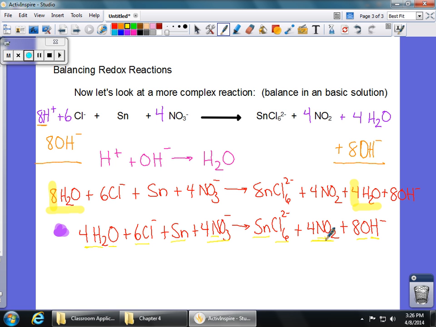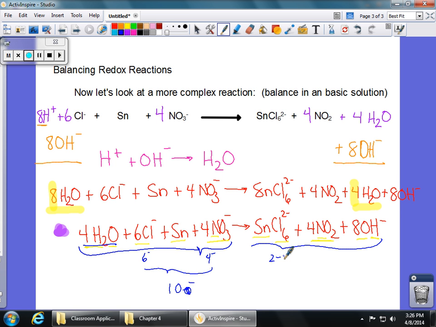Now let's look at the overall charge. So again, we have to count up the charge on both the reactants and our product side to make sure they're equal. Water is neutral. We have 6 minus here from our chloride ions. We have 4 minus here from the nitrate ions, so that's a total of 10 minus charge. And on the right-hand side, we have 2 minus from our complex ion, and we have 8 minus from the hydroxide. Together, that is also 10 negative charge.